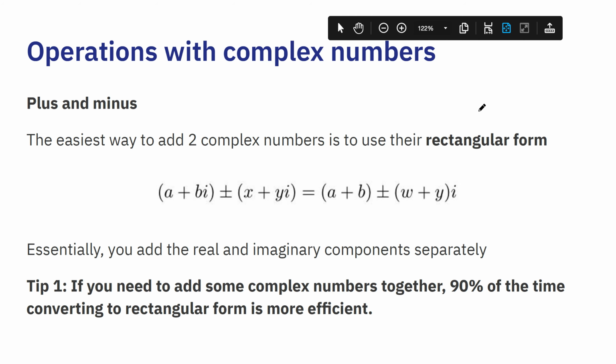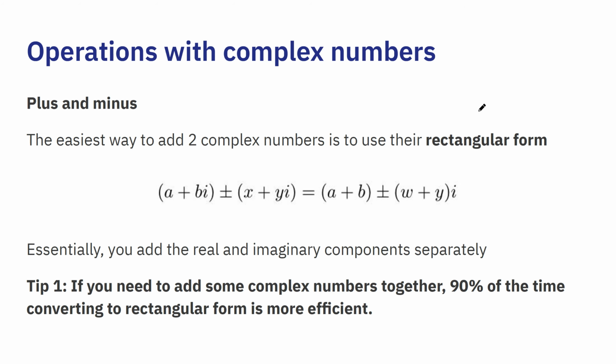Right, so let's move on. Next we're going to learn about the operations with complex numbers. The easiest way to add two complex numbers is simply to use their rectangular form. So we mean the x plus yi kind of form.